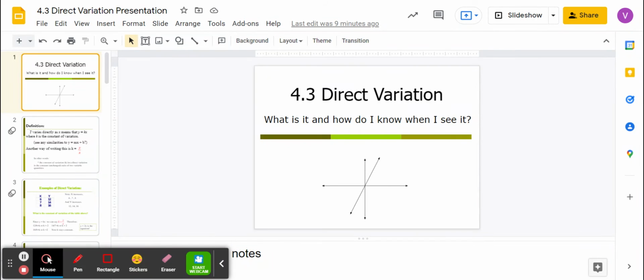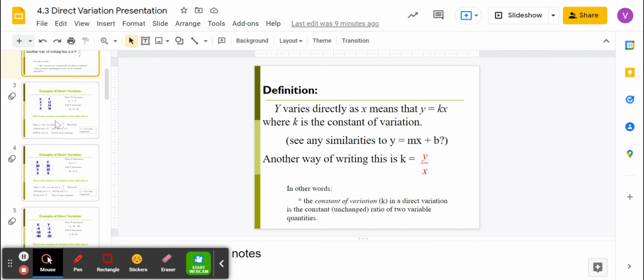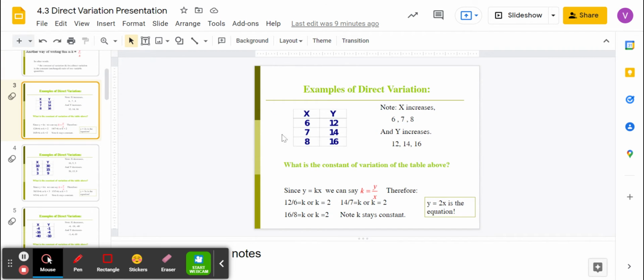In lesson 4.3, we're going to take a look at direct variation. Direct variation means that y varies directly as x, and we use this formula: y = kx, and k is the constant of variation. You're going to start to see this pattern, and we're going to try to determine if x and y are proportionate to each other. Let's look at this first example.